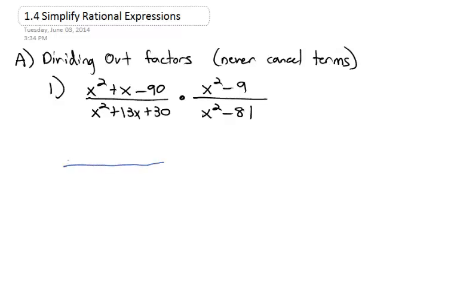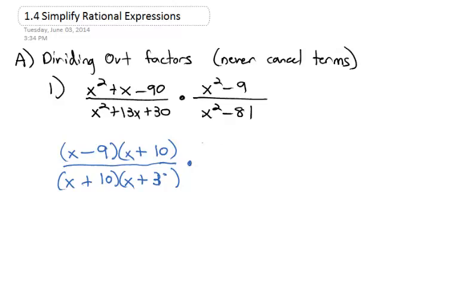So let's factor that first fraction, that numerator. X squared is going to be x times x, and 90 is 9 times 10. If the 10's positive and the 9's negative, we get positive 1 in the middle. In the denominator, we've got x times x to be x squared. And 30 is going to come from 10 and 3, I'm sorry, with both of them being positive.